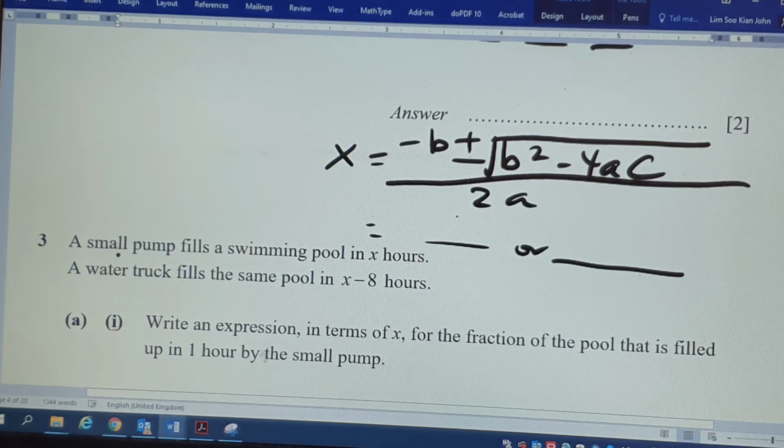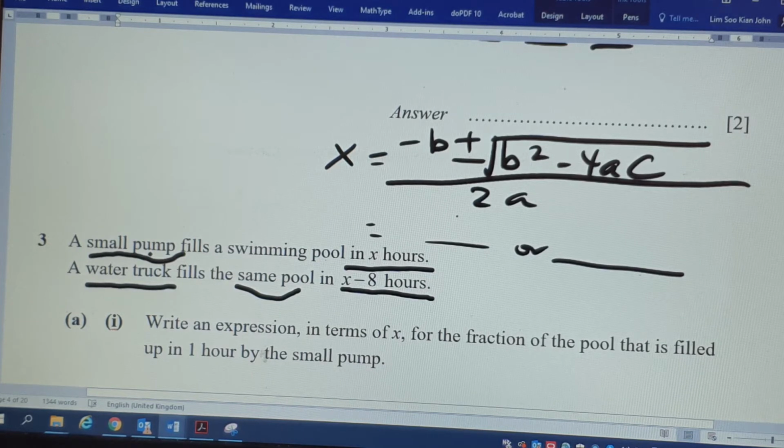Now, a small pump fills a swimming pool in x hours. A water truck. So there are two things. The first one is a small pump. The other one is a water truck. And it's the same pool. So one is x hours. The other one, is it faster or slower? Less time, right? So actually it's faster. Of course a truck fills the pool faster than a small pump. Now, write an expression in terms of x for the fraction of the pool that is filled up in 1 hour by the small pump. So you can write things like that.